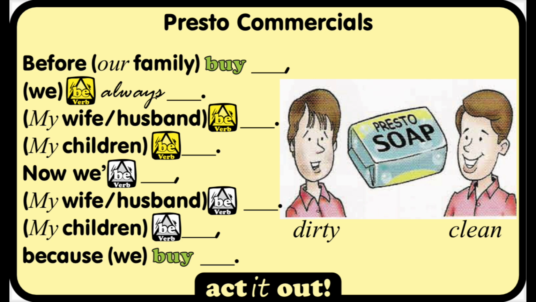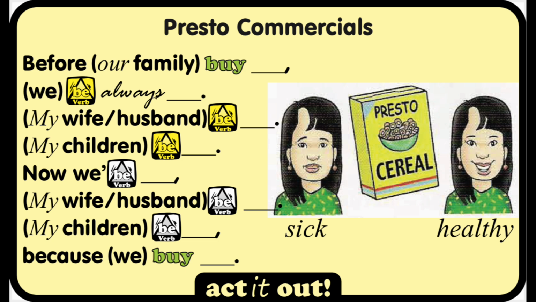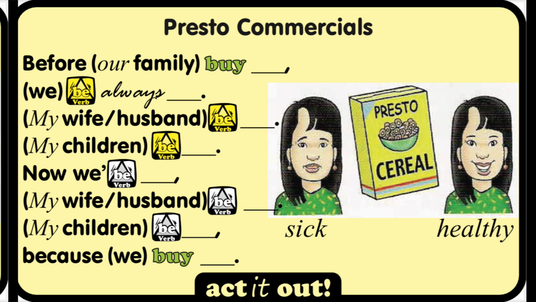My wife was dirty, my children were dirty. Now we're clean. My wife is clean, my children are clean because we bought Presto soap. Before our family bought Presto cereal, we were always sick. My wife was sick, my children were sick. Now we're healthy. My wife is healthy, my children are healthy because we bought Presto cereal.